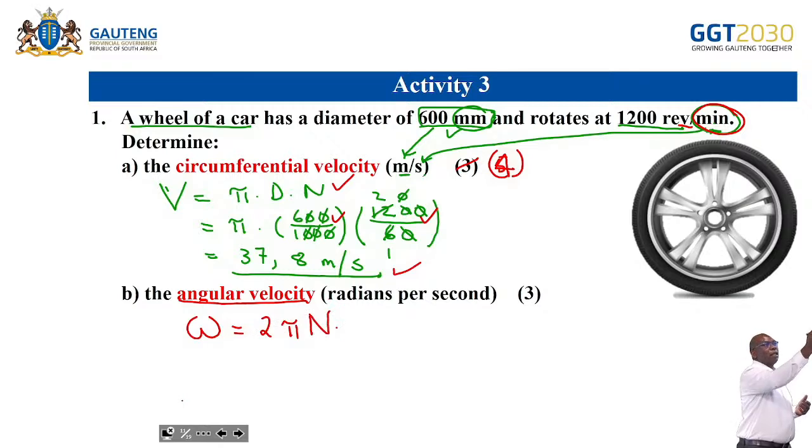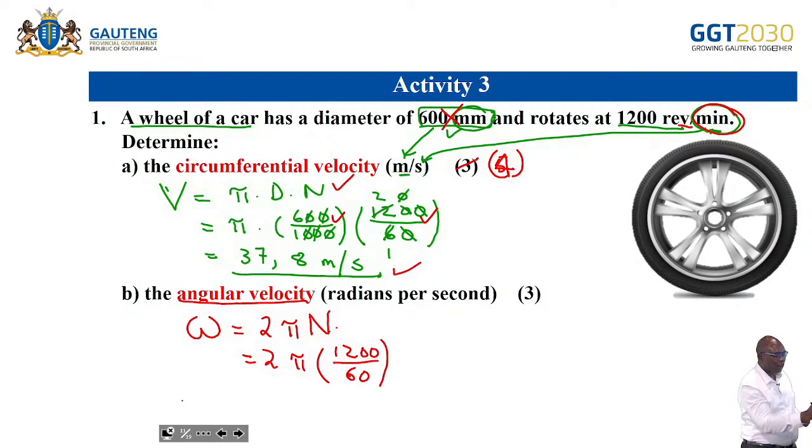So in this case, this is not going to work because we're not going to use any diameter for the angular velocity. So I'm going to have 2 pi, but the number of revolutions is the one that will change, which is going to be 1,200 divided by 60. Then we get our answer. This one is going to be 3 marks. So the answer that we get there will be 125.66 radians per second or revolutions per second.